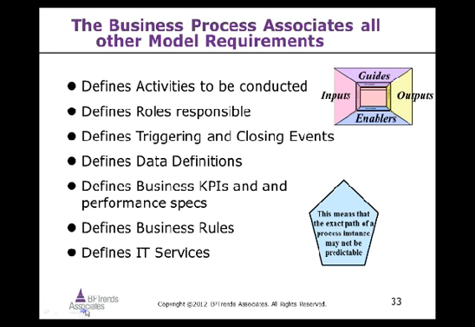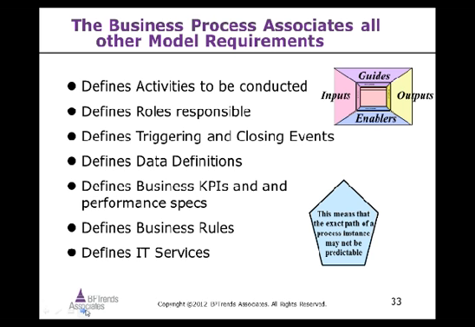So this is where we're going to end off for today. The business process associates all of the model requirements. It defines the activities, it defines the roles, it defines the events. A business process starts with a triggering event and ends with a closing event. And a closing event on one process is probably going to be a triggering event on another process. So we get all of our timings sorted out.